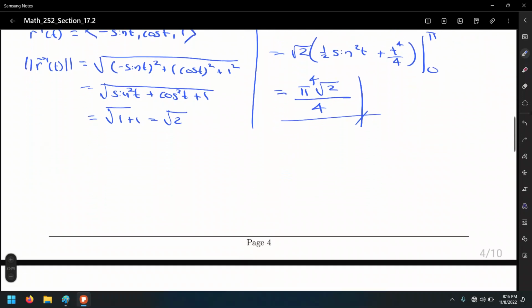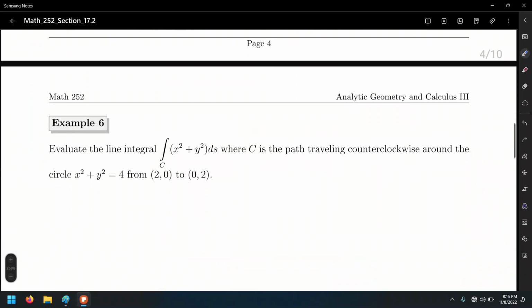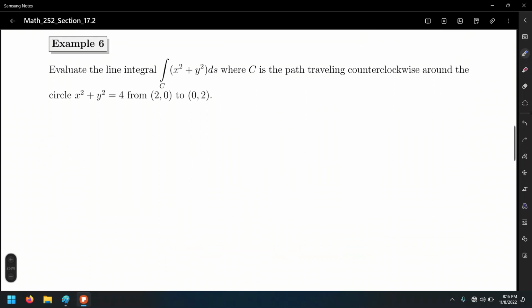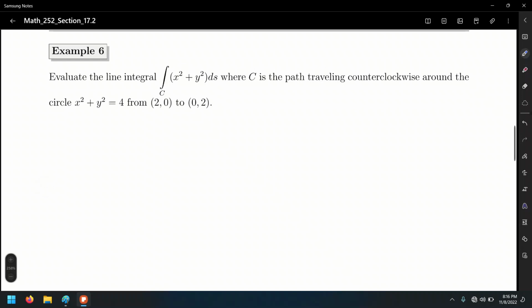Let's do another one. Notice how every example that we're doing has a different presentation. Well, what do they have in common? Well, number one, the integral, and in some cases they're directly giving us a parameterization. In some cases, we will have to figure it out, like example number 6, and then later for example number 7. Alright, so let's evaluate the integral over C of x squared plus y squared ds, where C is the path traveling counterclockwise around the circle x squared plus y squared equals 4.